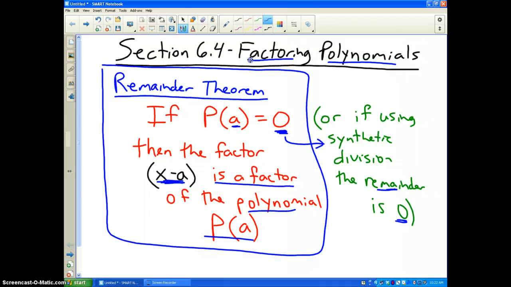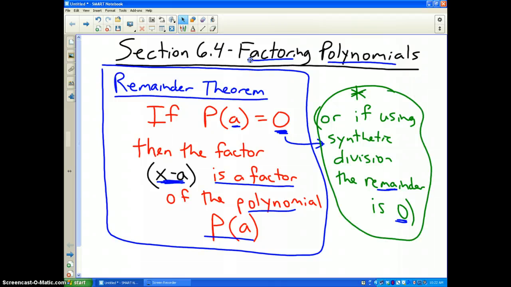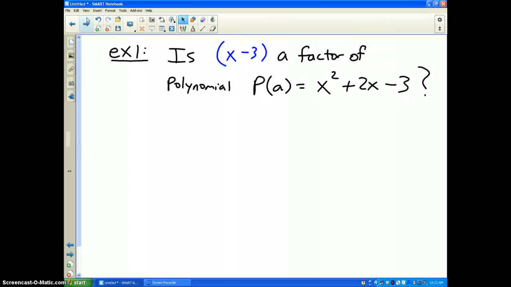That is what we're going to use for the 3 examples today. So if you need to pause the video, write that down. Most importantly, we're probably going to use what's in green. We're going to do this a lot. That's the basic method for determining if a polynomial has a certain factor. Let's look at an example.